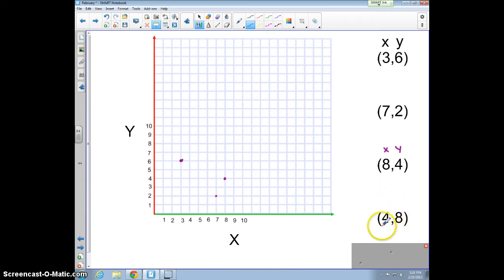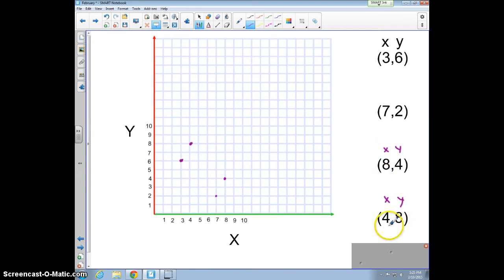Remember, the first number in this ordered pair represents the x-axis. So we're going to go over 1, 2, 3, 4 this time. And the second number here, 8, represents the y-axis. So we're already here at 4. We go 1, 2, 3, 4, 5, 6, 7, 8. It's going to be over there. So you can see it's quite a different location than 8, 4 that was over here. And this is 4, 8.